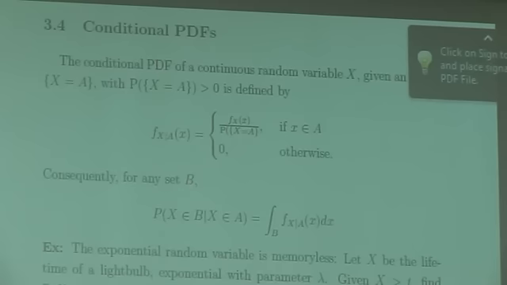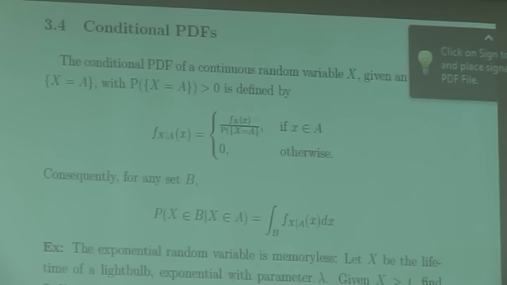Conditional Pdf of a continuous random variable x given an event A with positive, non-zero probability is defined by f of x given A, the conditional Pdf of the random variable x conditioned on the event A, which is equal to the density fx of x divided by the probability of the event, the probability that the random variable takes values in the set A, if x is in A, and 0 otherwise. This is a definition, but it makes a lot of sense if you think about it.